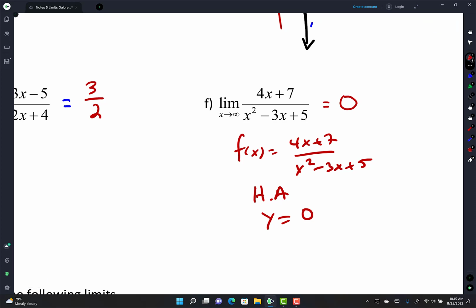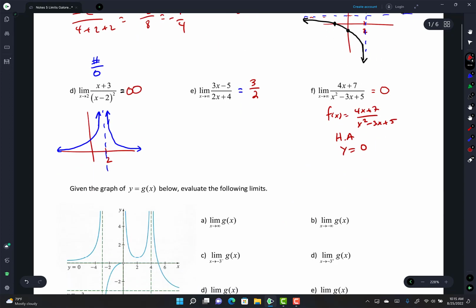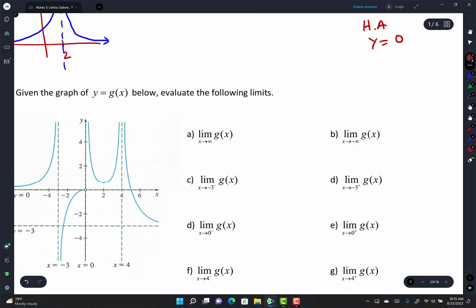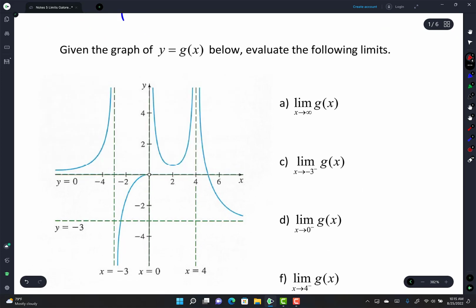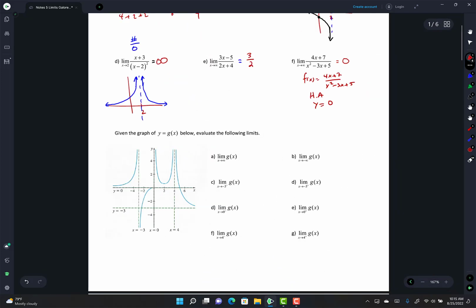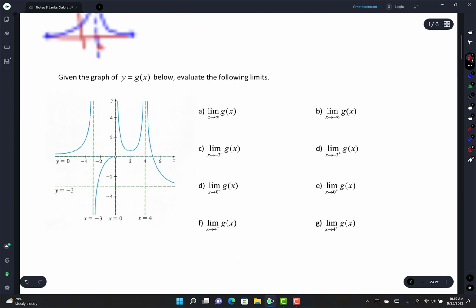How do we feel, guys? Okay. All right, we're done with those. Now we have a picture of a graph here, and we're going to answer a whole bunch of questions with that graph. I thought we had more. I guess we'll ask more in a little bit.